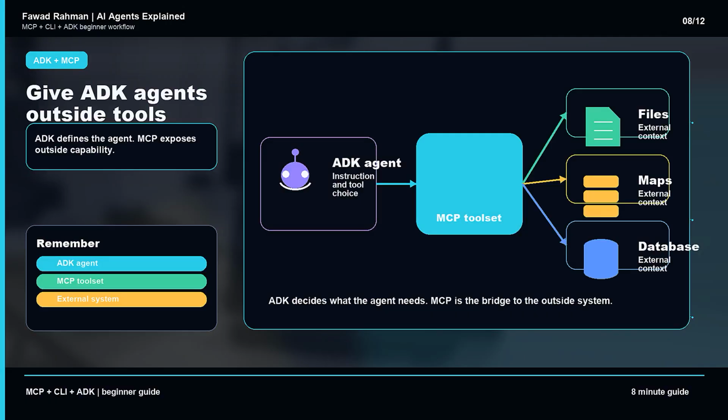Now connect the ideas. ADK can use normal Python tools, but it can also connect to MCP tools. That means your ADK agent can talk to an MCP server for files, maps, databases, or other services, depending on what you configure. A beginner should understand the boundary. ADK defines the agent. MCP exposes external capability. The agent asks for a tool call, the MCP server performs the allowed action, and the result comes back to the agent. This is how an agent moves from conversation into useful work.